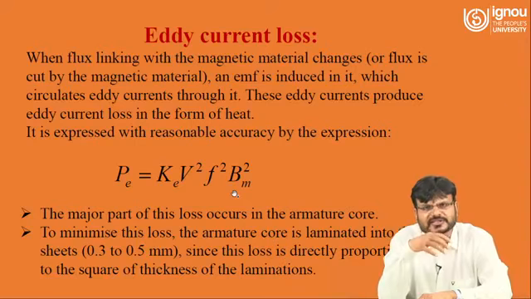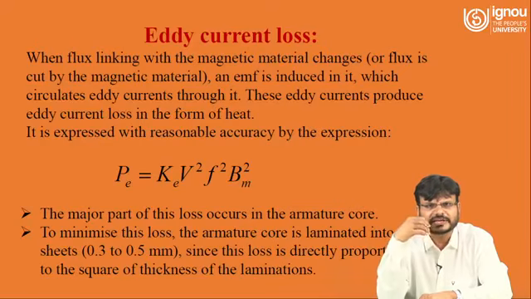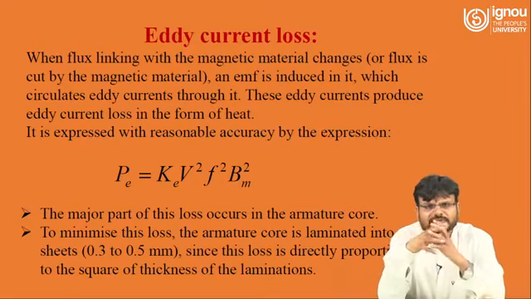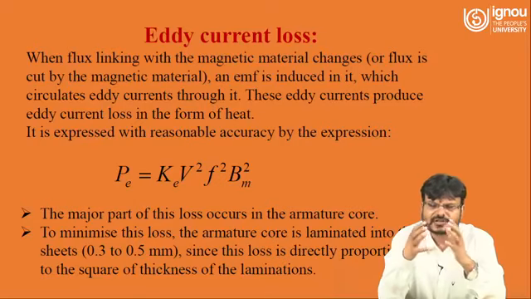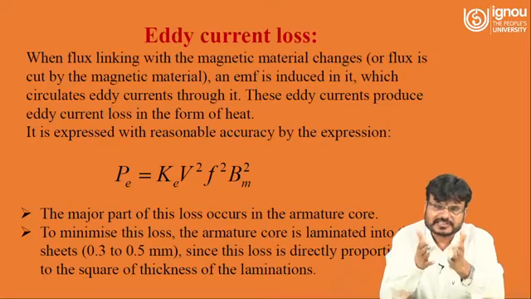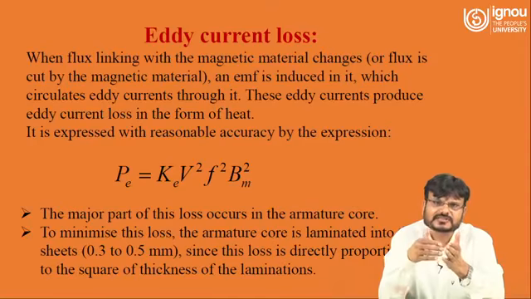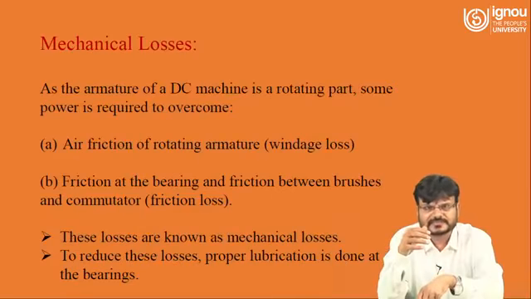So when the flux linking with the magnetic material changes, an EMF is induced in it, which circulates eddy current through it. The major part of this loss occurs in the armature core, and to minimize it, the armature core is laminated into thin sheets, since this loss is directly proportional to the square of the thickness of the lamination. So as the thickness of the laminations is less, the eddy current losses will be less.